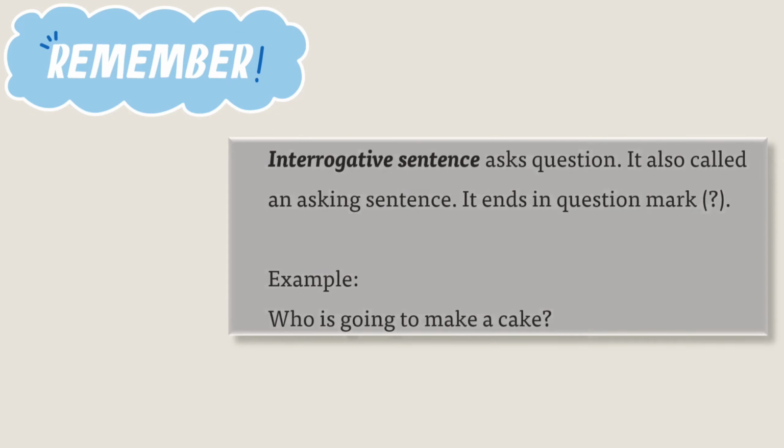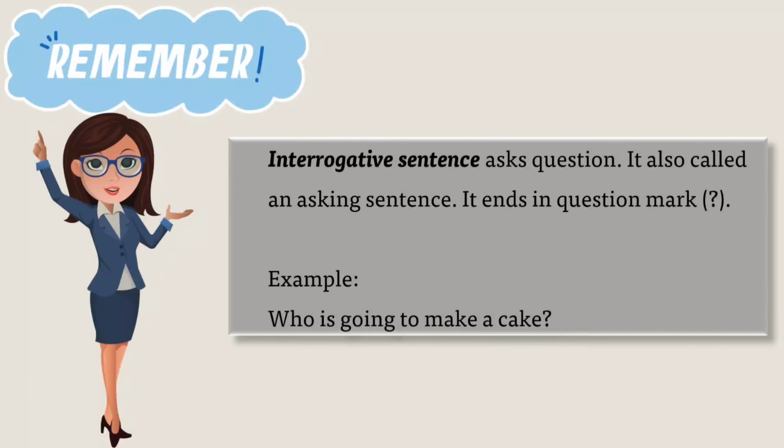An interrogative sentence asks a question. It is also called an asking sentence. It ends in a question mark. Example, who is going to make a cake?